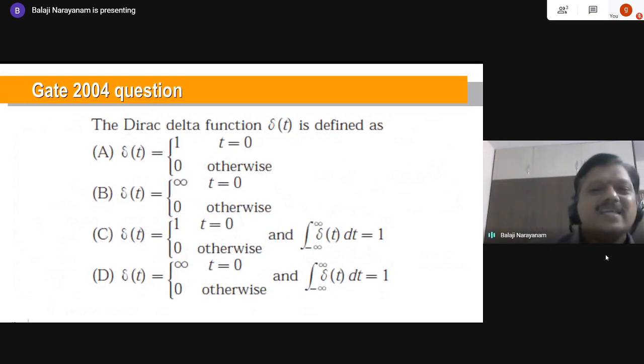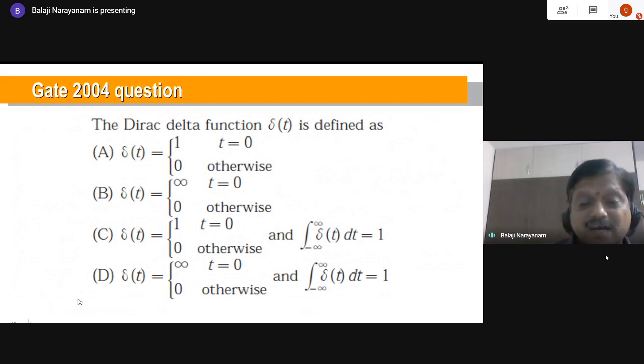So, the Dirac delta function delta of t is defined by, we are given 4 options. Delta of t is equal to 1 for t is equal to 0, it is 0 otherwise. Delta of t is infinite at t equal to 0 and 0 otherwise. Delta of t is equal to 1 at time t is equal to 0 or 0 otherwise, and integral minus infinity to infinity delta of t dt is equal to 1. This is option C.